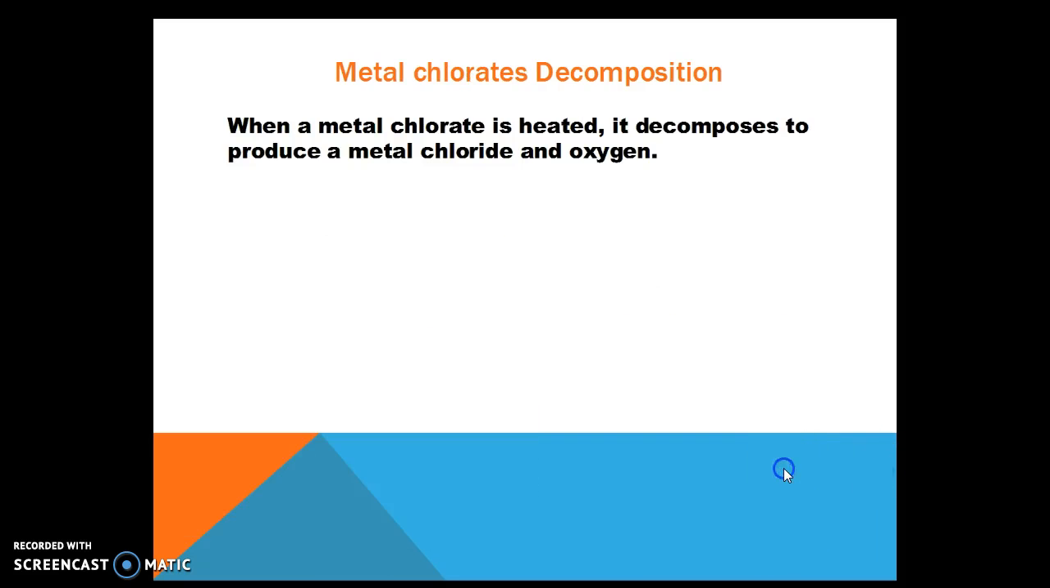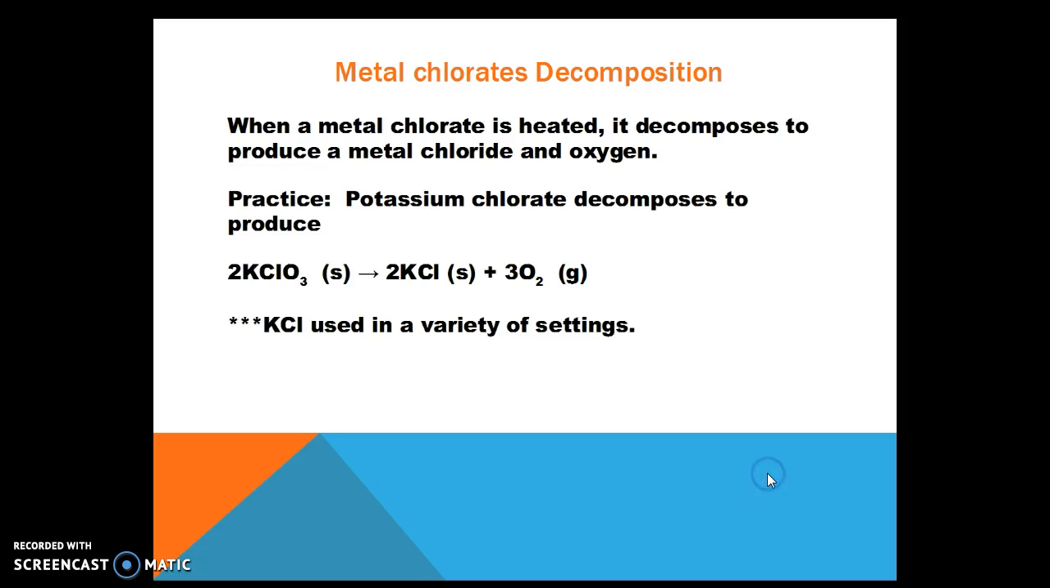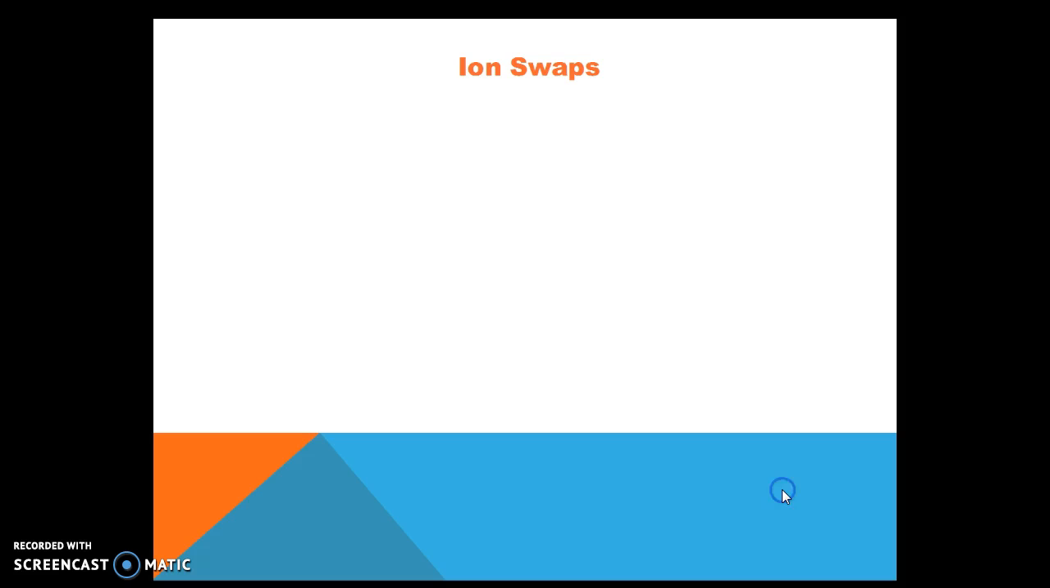Metal chlorates decompose. When they are heated, they decompose to produce a metal chloride and oxygen. Potassium chlorate decomposes in this fashion. 2 KClO3 gives you 2 KCl and 3 O2. This is a balanced equation. KCl is then used in a variety of settings, usually as plant fertilizer. This is an oxidation-reduction. I hope you can figure out why we say that.